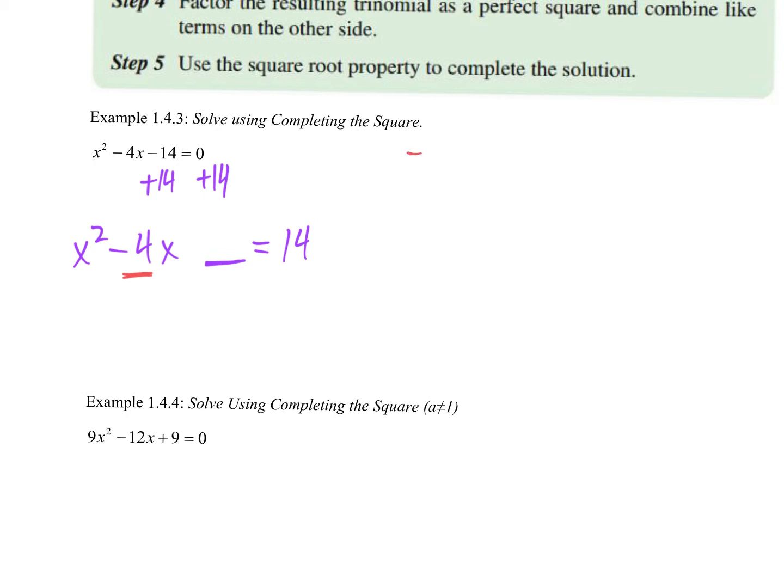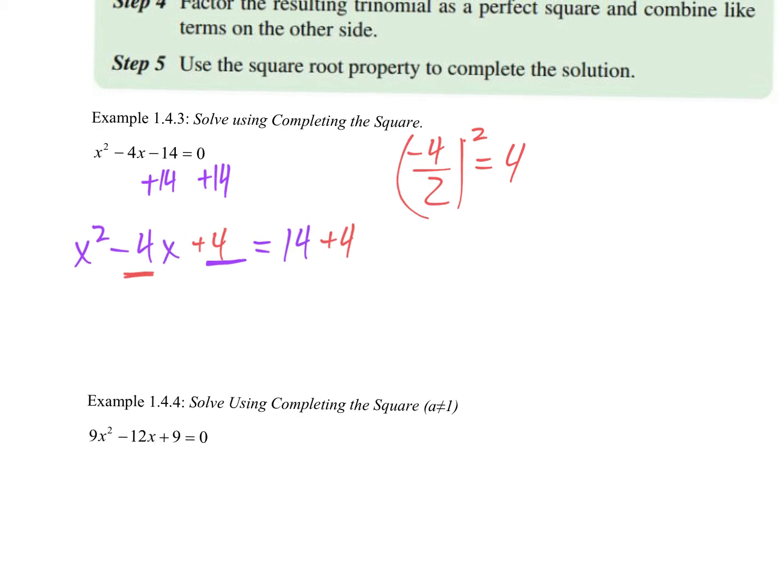So what we do is we take negative 4, divide it by 2, and then we square it. And you should get that this is actually going to equal 4 again. So I'm going to add 4 to both sides. Okay, so that was step 3. Add 4 to both sides.